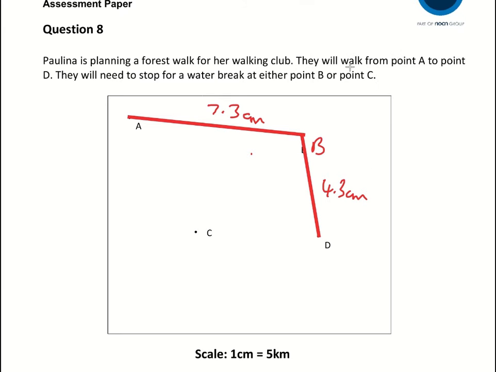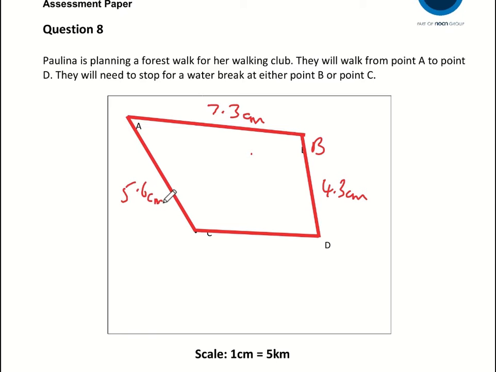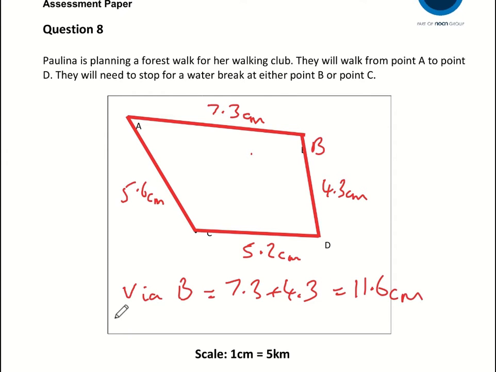Okay, let's have a look at the other. If we're going via C, A to C, and then going from C to D, then A to C is 5.6 centimetres, and C to D is 5.2 centimetres. So in terms of centimetres, if we go via B from A to D, then that's going to be 7.3 plus 4.3. 7.3 plus 4.3 is 11.6 centimetres. But if we go via C, that is going to be 5.6 plus 5.2, which is 10.8 centimetres.